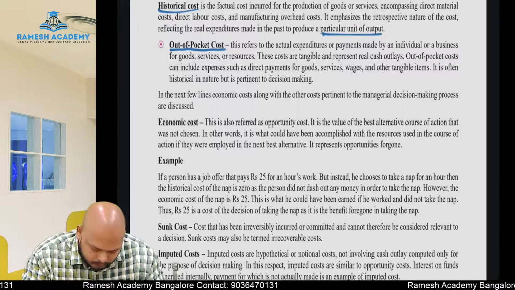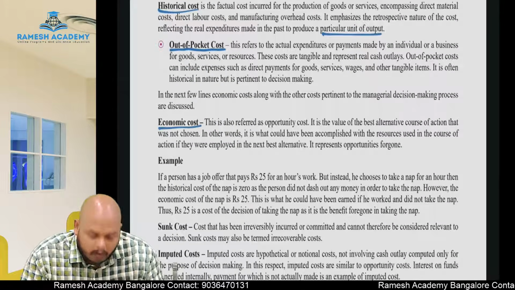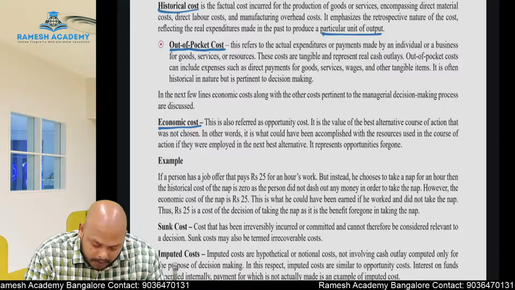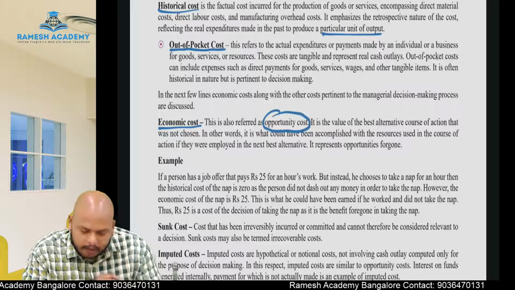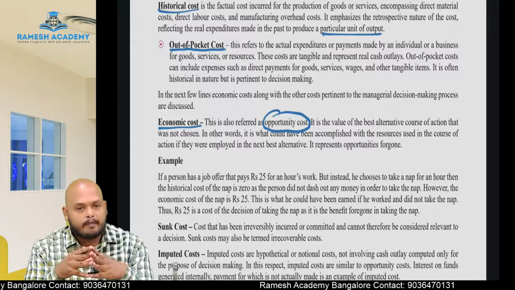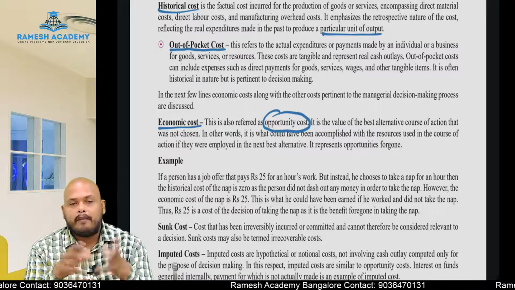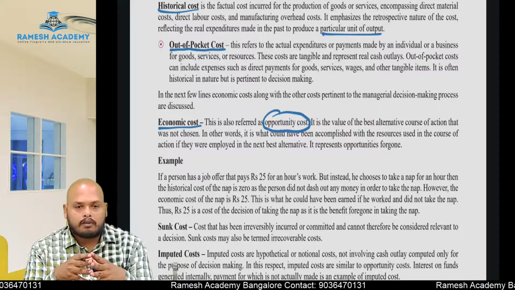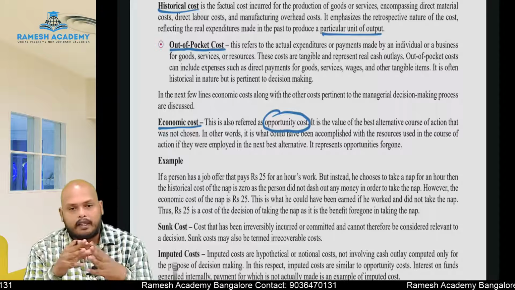Next, Nana. Economic cost. This is also referred as opportunity cost here. In the cost accounting, many nicknames will be there, Nana. How a person will have a nickname, same way in the cost accounting also, for one definition, there will be so many nicknames.